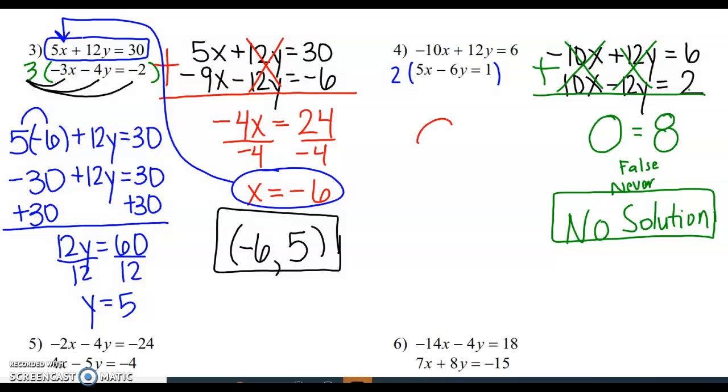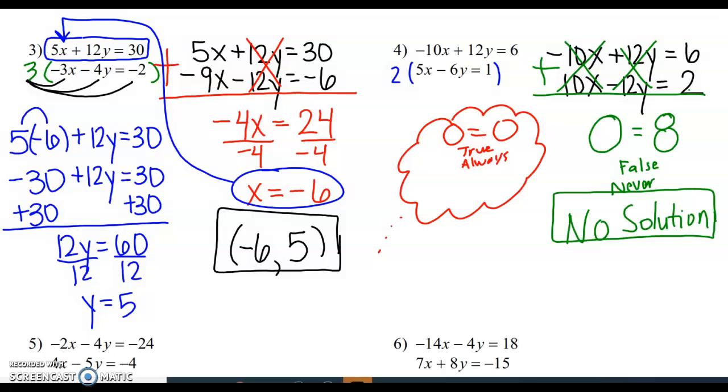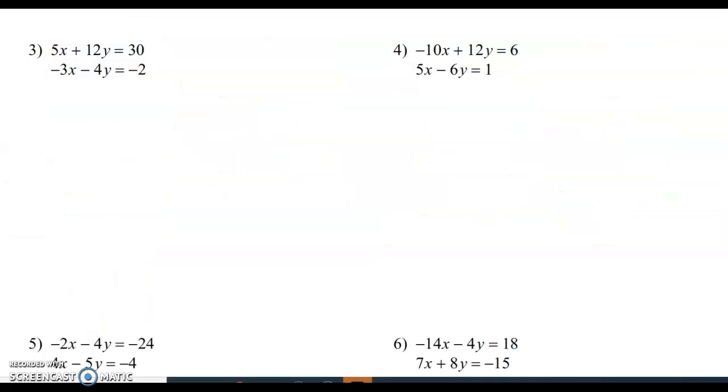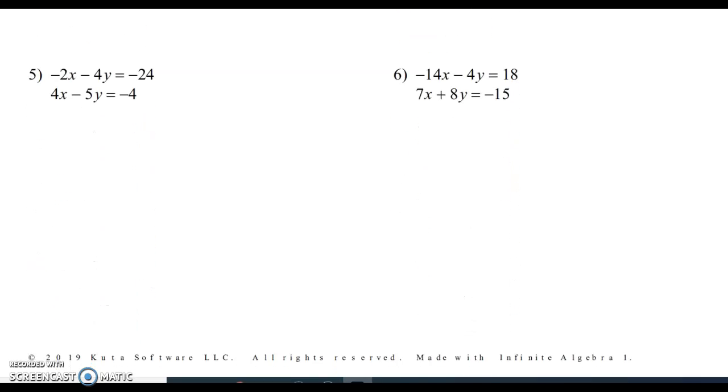The other thing that could happen, I'll put it in a thought bubble here, it doesn't happen on this problem. If you solve and you get something like 0 equals 0, well, that is true. That's always going to happen, right? 0 is always going to equal 0. So that's when you get your special situation of infinitely many solutions. If the variables both cancel out, x and y, if the statement is true, it's infinitely many solutions. If the statement is false, it is no solution.